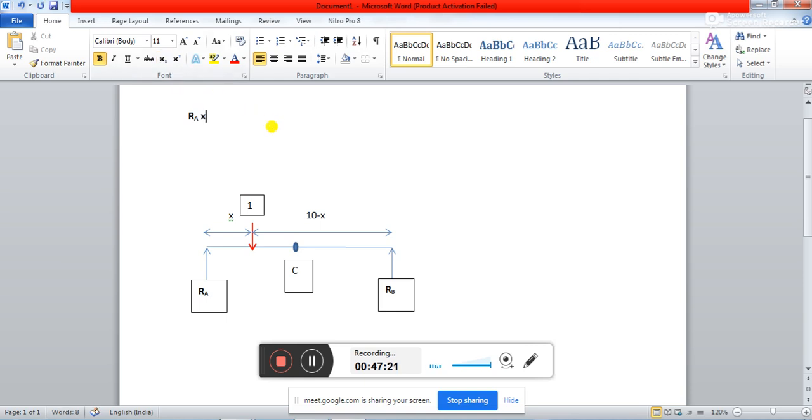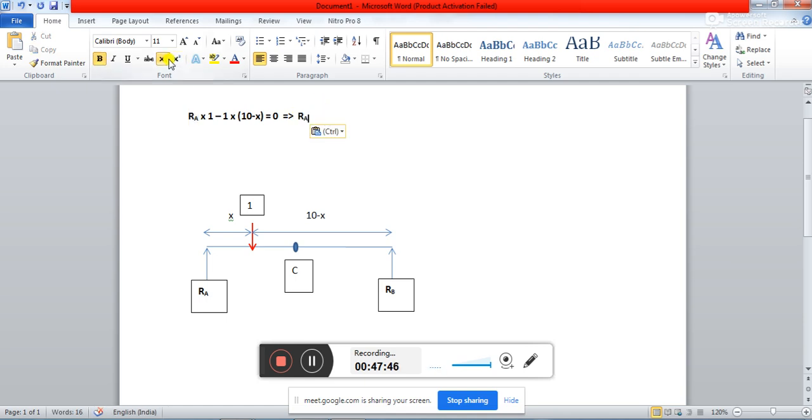So what will be the reaction at RA? So this is going to be RA minus how much? Tell me. 1 into 10 minus x equal to 0. So your RA is going to be equal to 10 minus x.